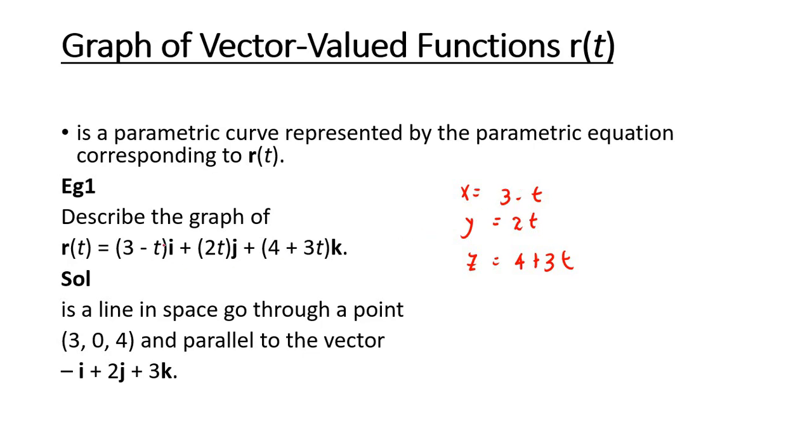It is a line that goes through a point. When t is 0, you get the point 3 for x, 0 for y, and 4 for z. So it passes through the point (3, 0, 4) and is parallel to a vector. The vector is given by the coefficients of t, which are -1, 2, and 3. Writing the equation as (3, 0, 4) + t(-1, 2, 3), the coefficient vector of t is parallel to the line.